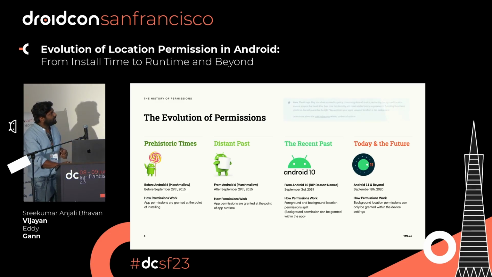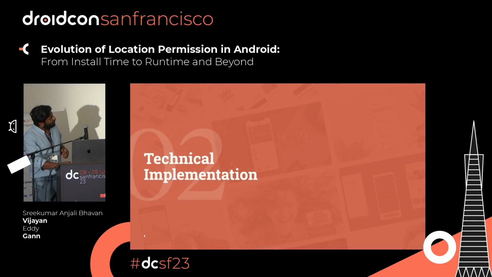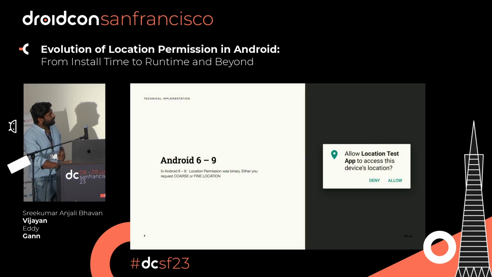Let's go a little deeper into how exactly this is done. Everybody is familiar with this pop-up. It's very binary and straightforward: allow and deny. You basically have two options. You can deny, but if you deny multiple times, you won't see this dialog again and you have to go to settings. For Android 6 to 9, this was the norm that everybody, users and designers, is familiar with. We need it, so we ask them.